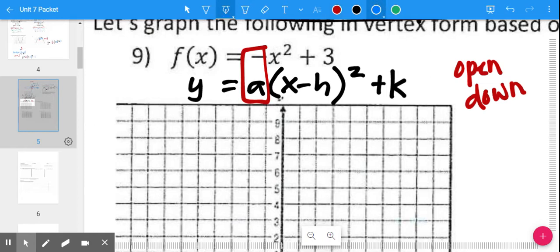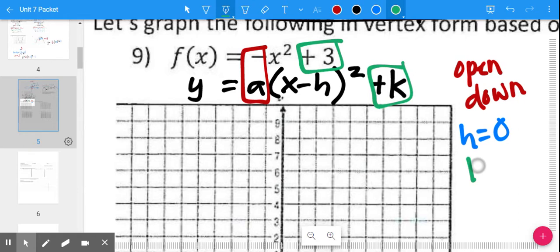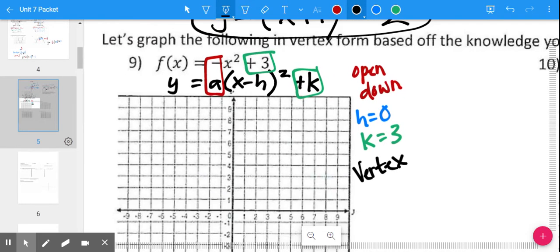Then I also noticed that there is no parentheses, so there's nothing inside of the parentheses with x, which means my h is 0. And then my k value, the amount added on to the end, is 3. I have a vertex of 0, 3. I forgot to write a equals -1 on here. So we start at the vertex, 0, 3.